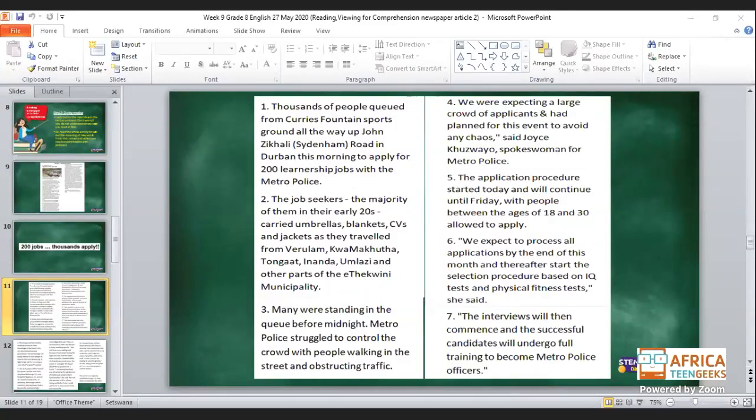The interviews will then commence, and successful candidates will undergo full training to become Metro Police officers. Thank you so much.